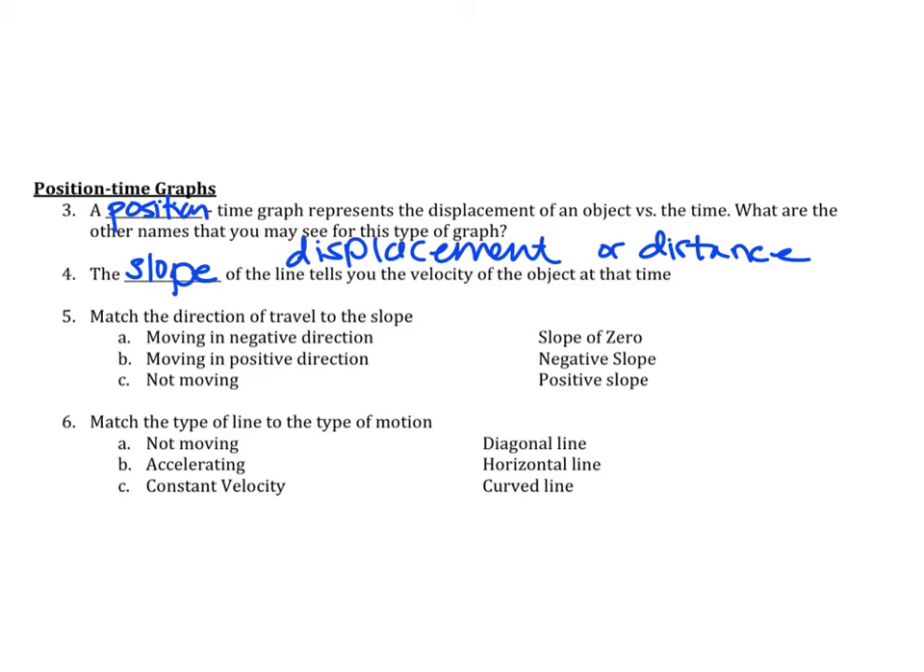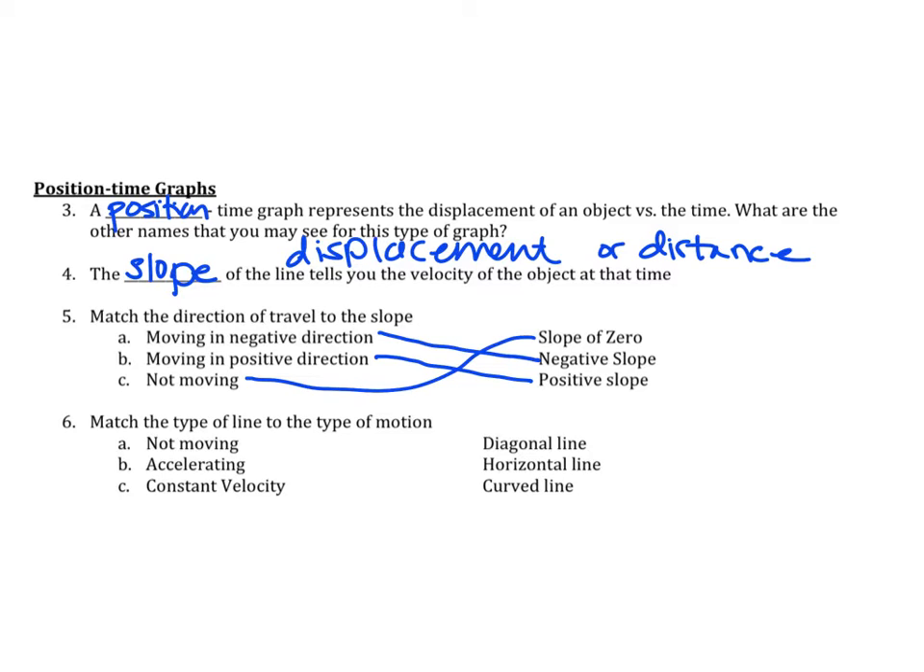Number 5, match the direction of travel to the slope. If we want to move in the negative direction, we want a negatively sloping line. If we're moving in the positive direction, we want a positively sloping line. And if we're not moving, then we're going to have a slope of 0. Look back in your notes if you're still not sure about those.